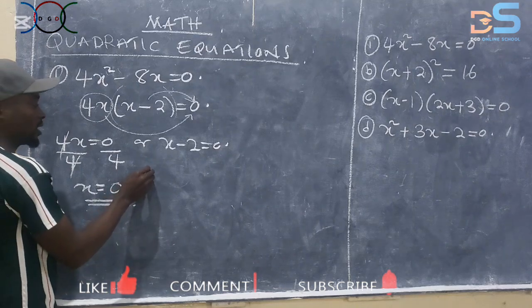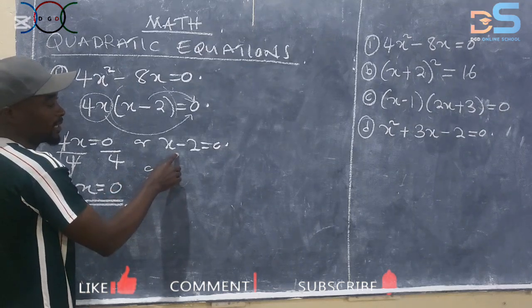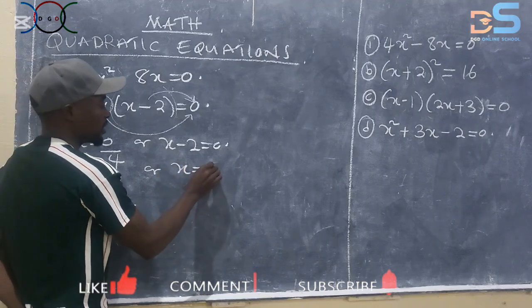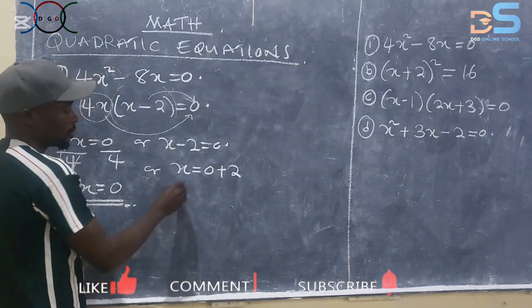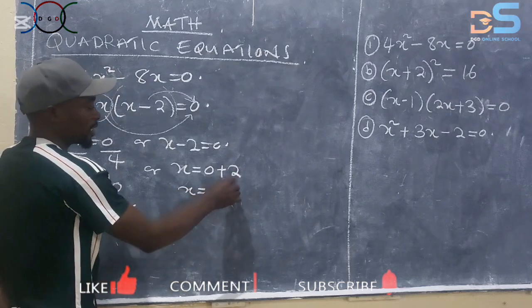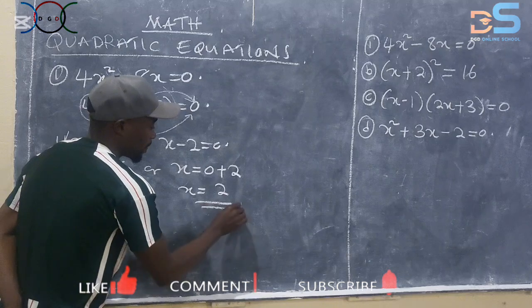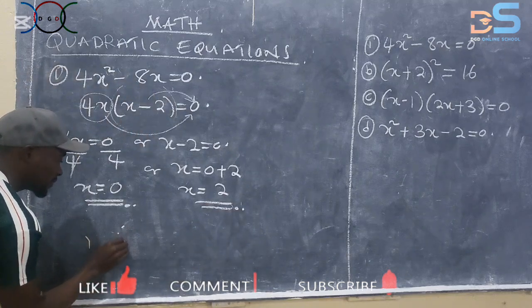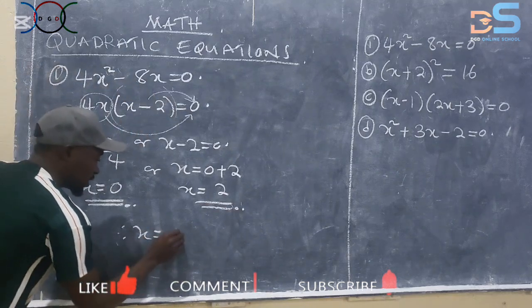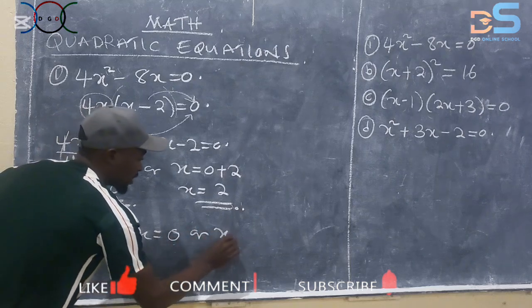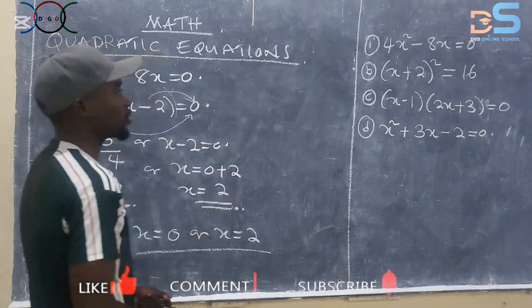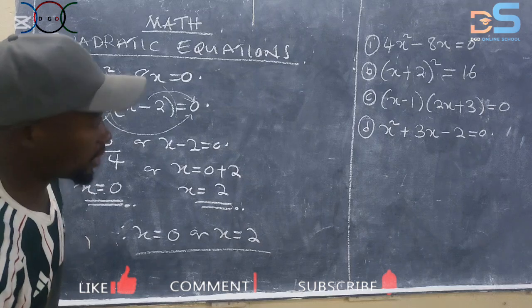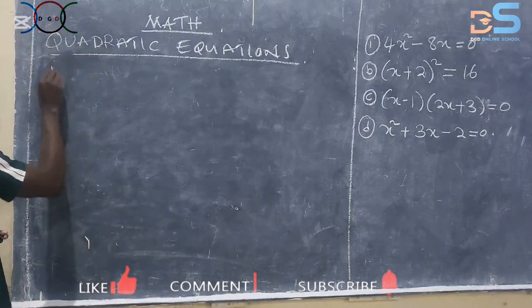But we also solve for this part here. We know x minus 2 equals 0, and when the 2 crosses the equal sign it becomes positive 2. So our x will be equivalent to 0 plus 2, we get 2. So here we can conclude by saying our x is equivalent to 0, or our x is equivalent to positive 2. Basically, this is how we solve the first question, which is 4x squared minus 8x equals 0.